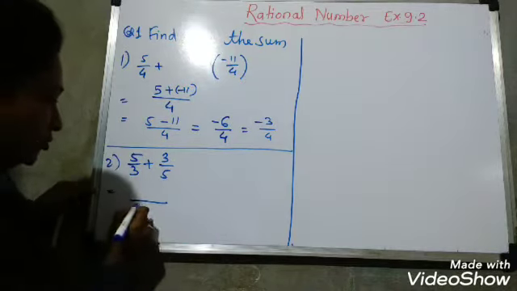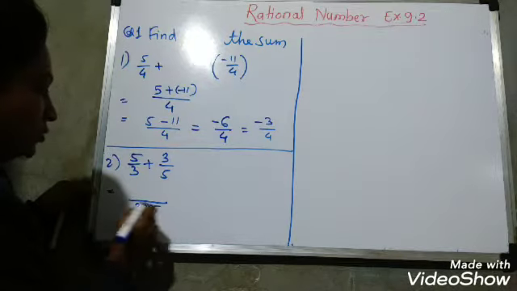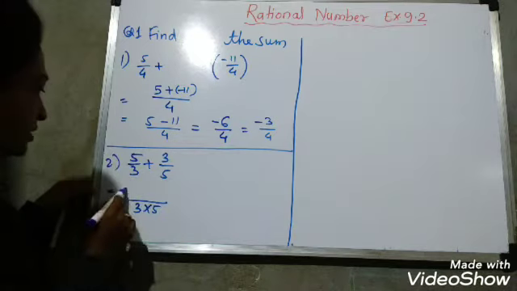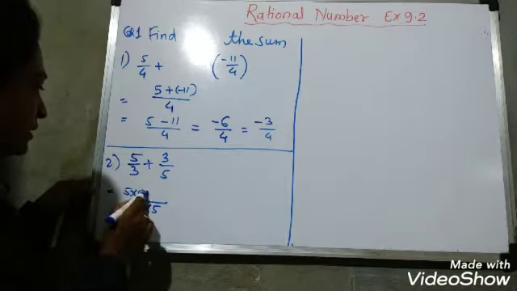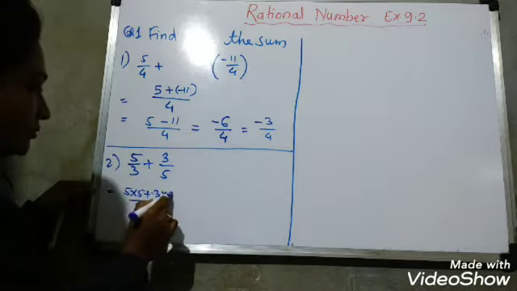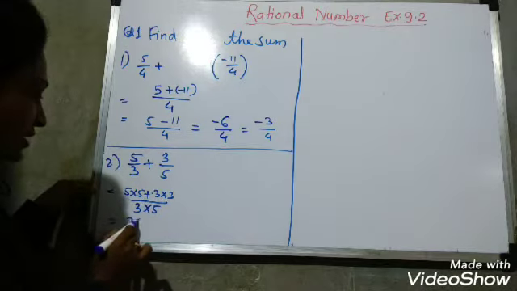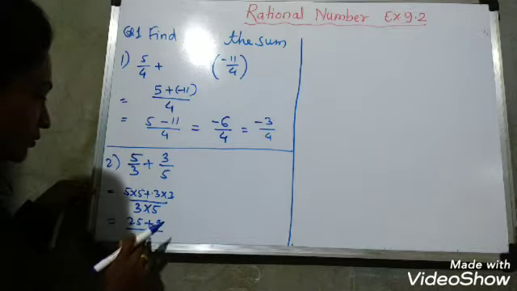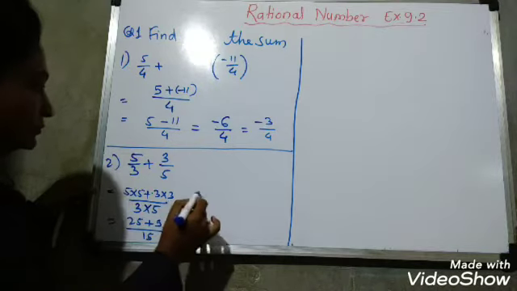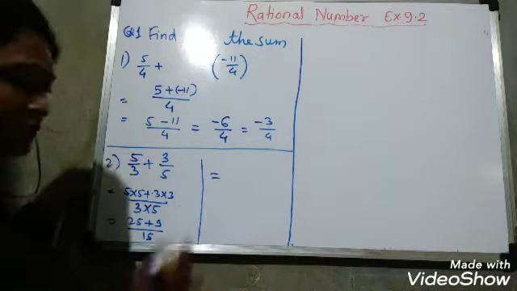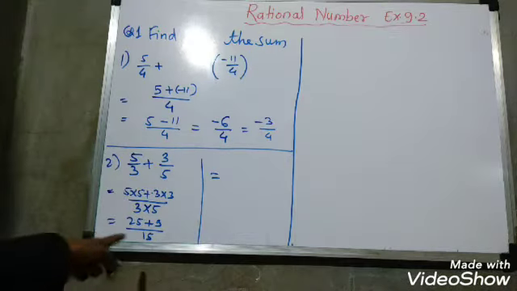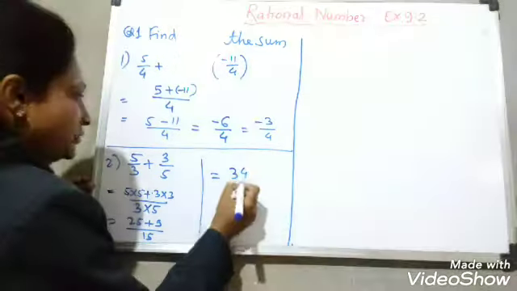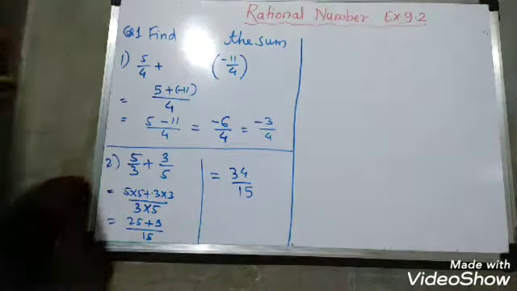So see here, we will cross multiply. Denominator into denominator means 3 into 5 we have to do, and here cross: numerator and denominator, means 5 into 5 plus 3 into 3. What will you get here? 5 fives are 25 plus 3 threes are 9, upon 15. So 25 plus 9, what will you get? 34. 34 upon 15. So the answer is 34 upon 15.